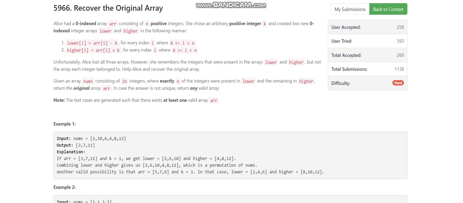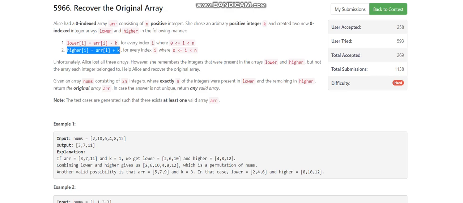So this is the fourth problem of our LeetCode Weekly Contest 273. We have to recover the original array. You can read the question: we are given a shuffled array between lower[i] and higher[i]. We have lost which element belongs to which array, lower or higher. So lower is ai minus k and higher is ai plus k.